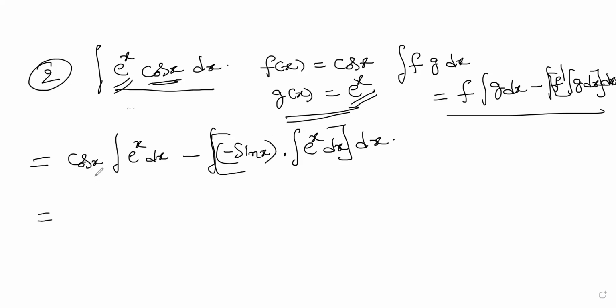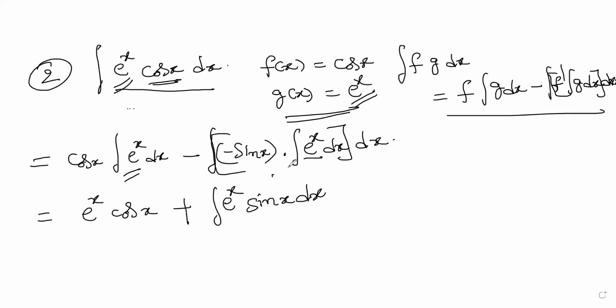Now you have cos x into integral e power x. What is integral e power x? That is e power x once again. So e power x into cos x. And now minus of minus is plus, and then you have e power x into sin x. Sorry, I have written it wrongly. So that is e power x multiplied by sin x dx, because integral e power x is e power x multiplied by sin x.